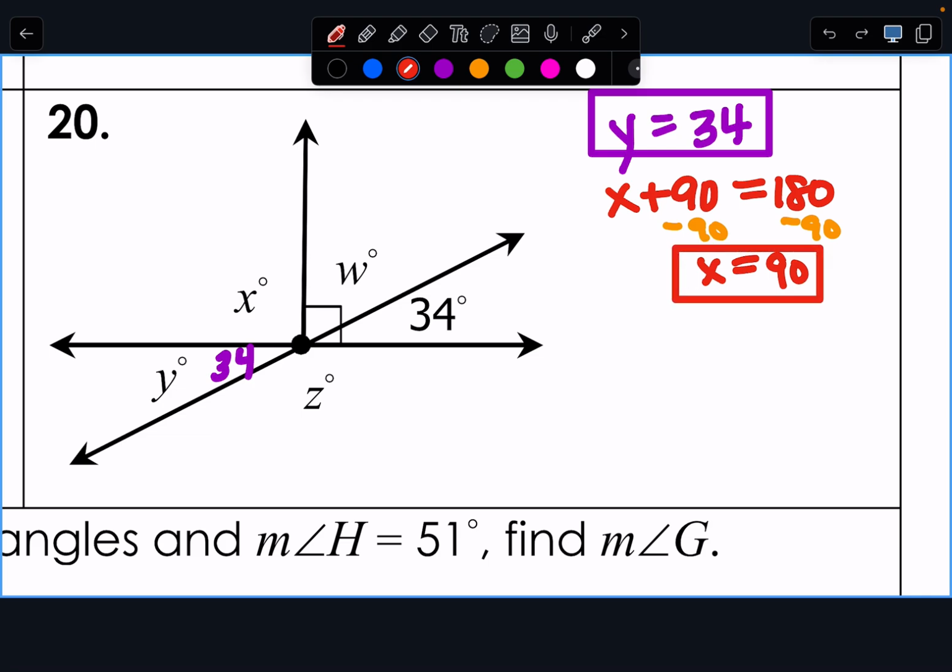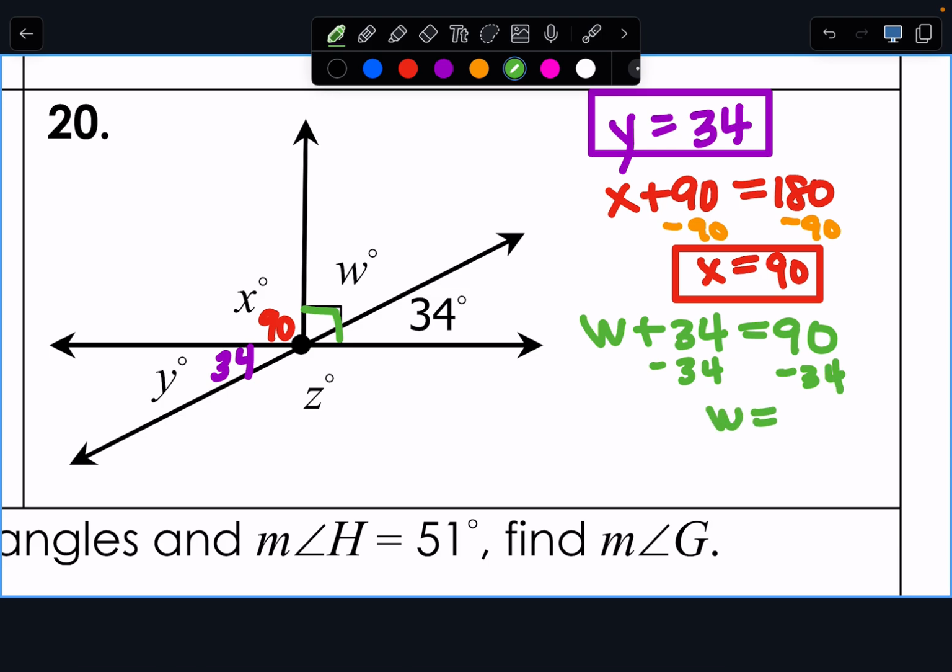All right, let's come back to W. What do we know about W and 34? This box means W and 34 are complementary. They add up to be 90 degrees. So if W plus 34 is 90, and we subtract that 34 over, what is W? You guys are killing me. 56, thank you.